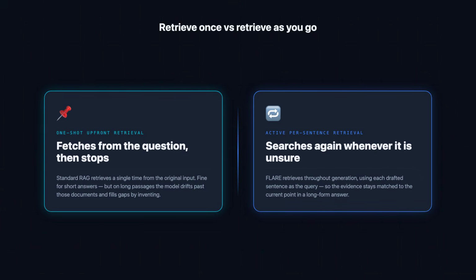Flair instead retrieves again and again, right when the need arises. Each sentence gets its own chance to trigger a fresh search, using the model's own draft as the query. So the evidence stays matched to the current point in the text, which is exactly why the authors built it for long-form, knowledge-intensive tasks.